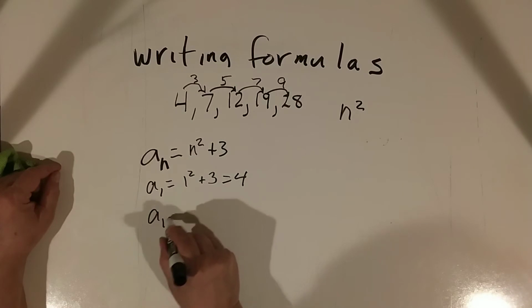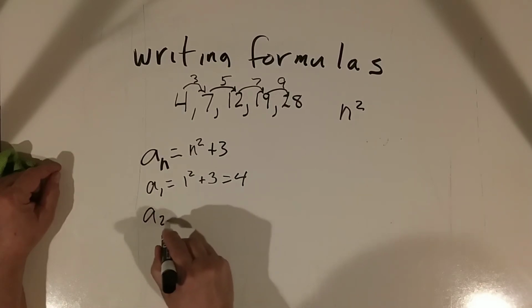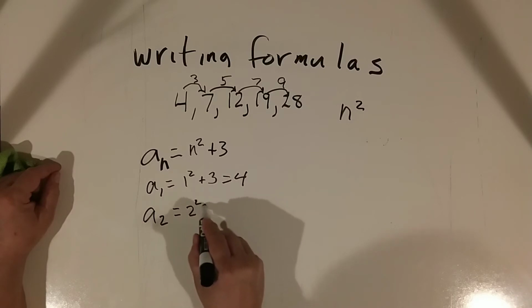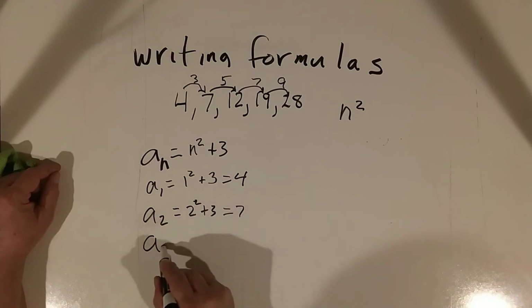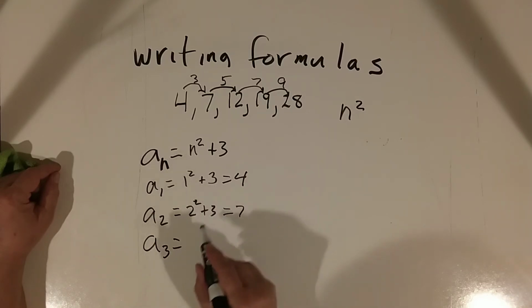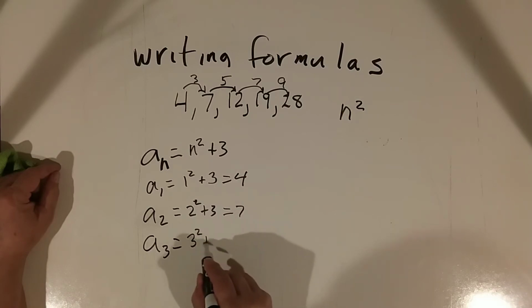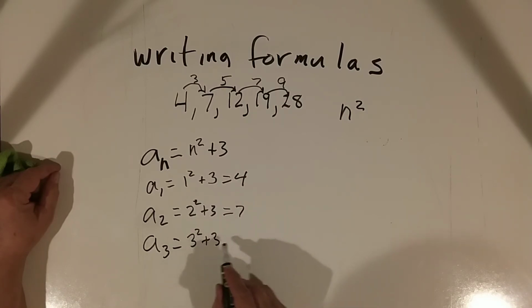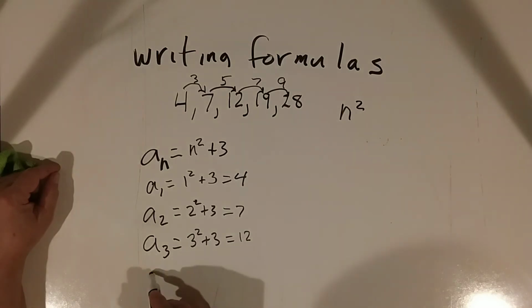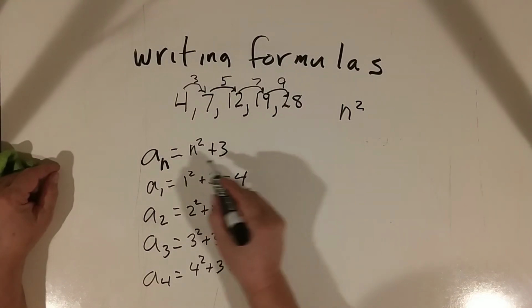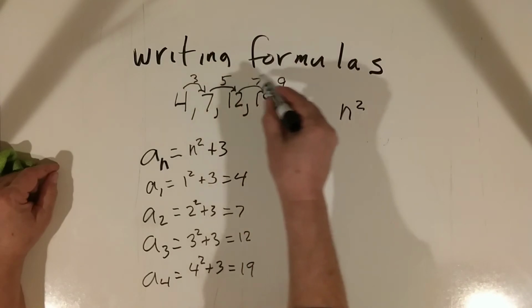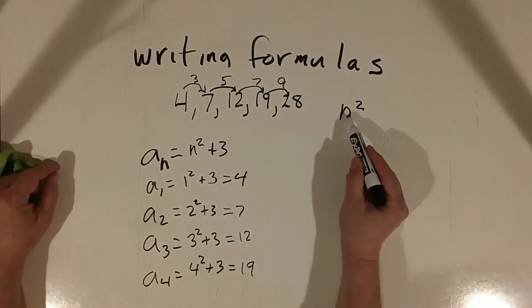A sub 1, we did. A sub 2 would be 2 squared plus 3. 2 squared is 4 plus 3 is 7. Very good. A sub 3 is, let's see, 3 squared plus 3. 3 squared is 9 plus 3 is 12. Well, that's working out good. A sub 4 equals 4 squared plus 3. 4 squared is 16 plus 3 is 19. We were able to generate the same sequence by knowing that when we went up by odds, that usually means we had n squared.